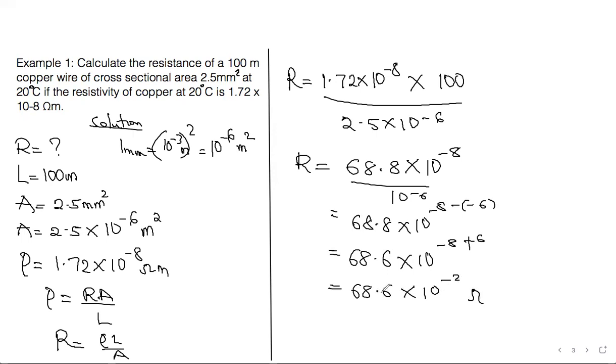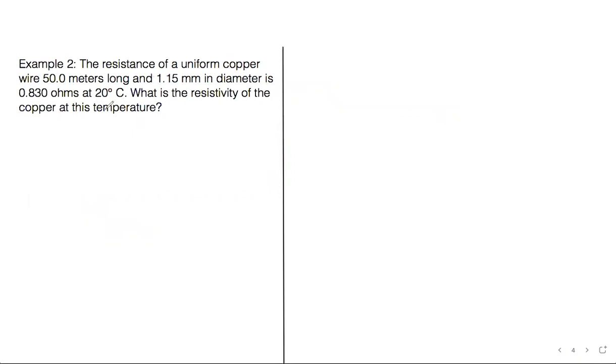So if I remove this, I can write it as 0.688. So that's the solution to that. Resistance is 0.688 ohms. Okay. Then another example.